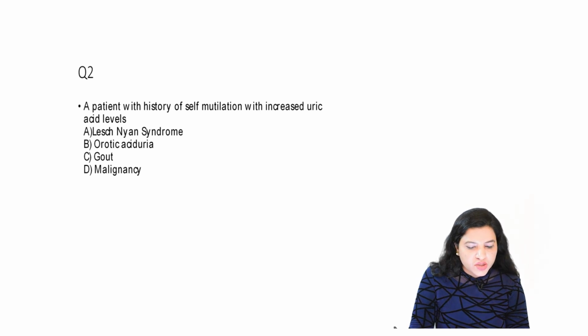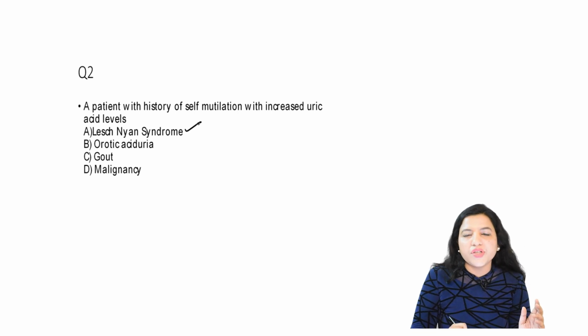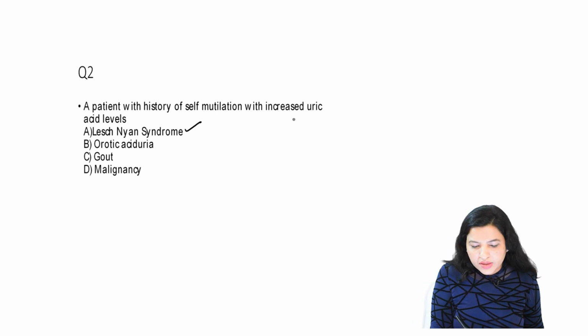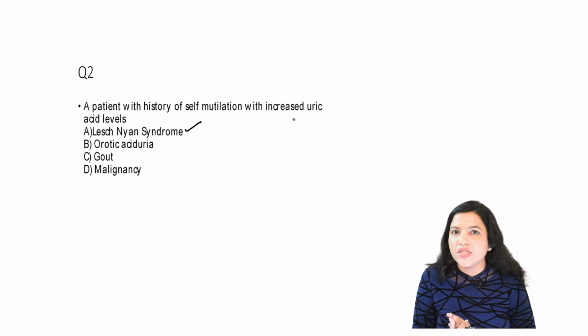A patient with history of self-mutilation with increased uric acid level. It's a very simple question. You all know it is Lesch-Nyhan syndrome. It's not gout or malignancy. Now, what is Lesch-Nyhan syndrome? We know that Lesch-Nyhan syndrome is a disorder in the purine salvage pathway.